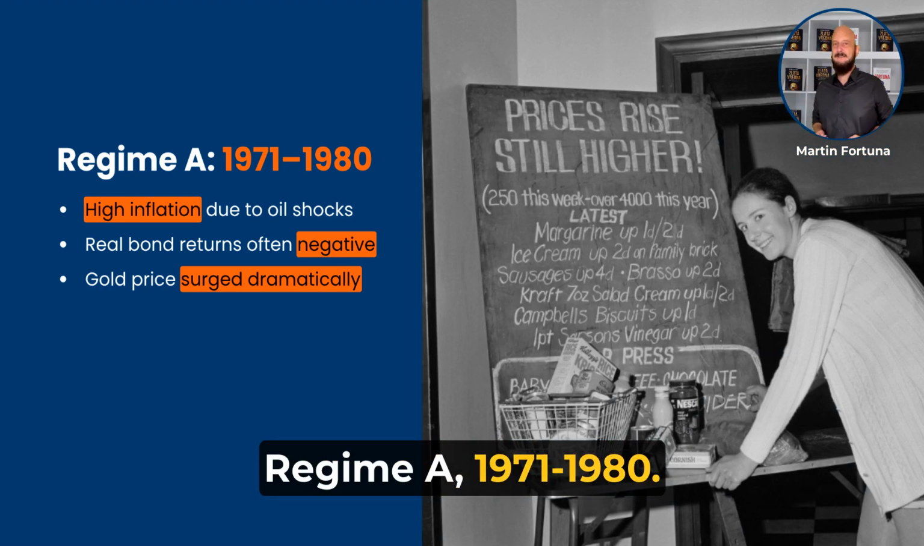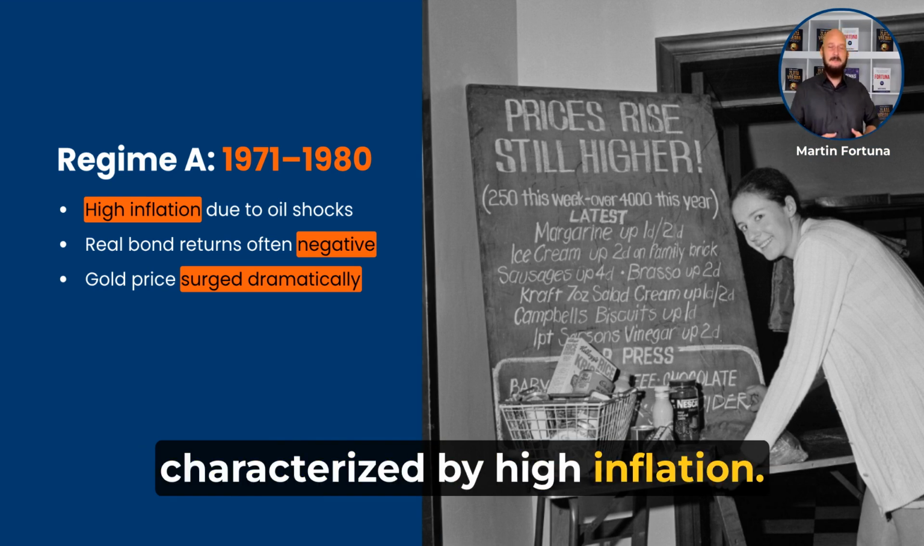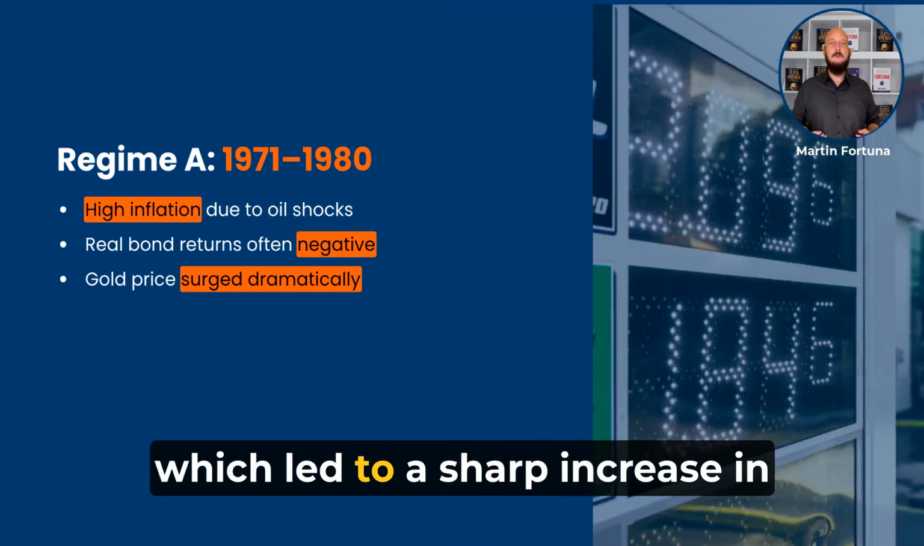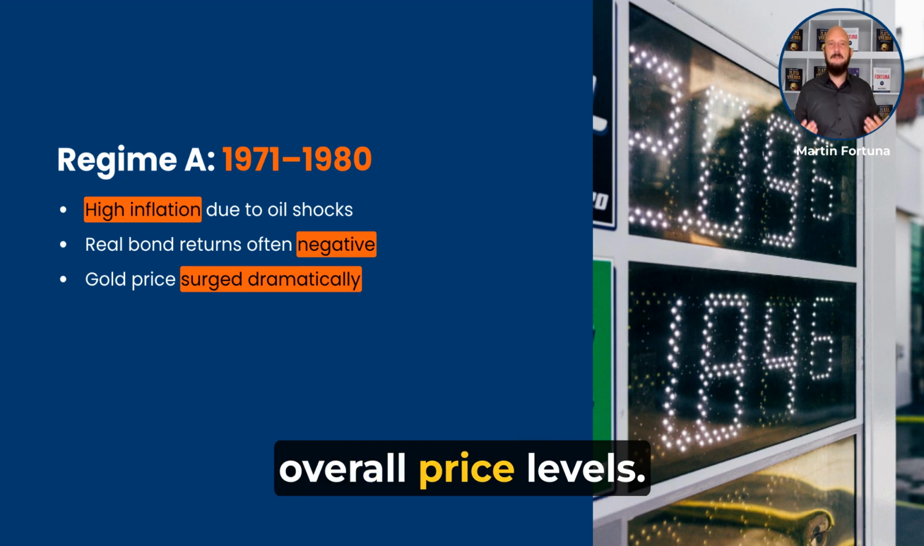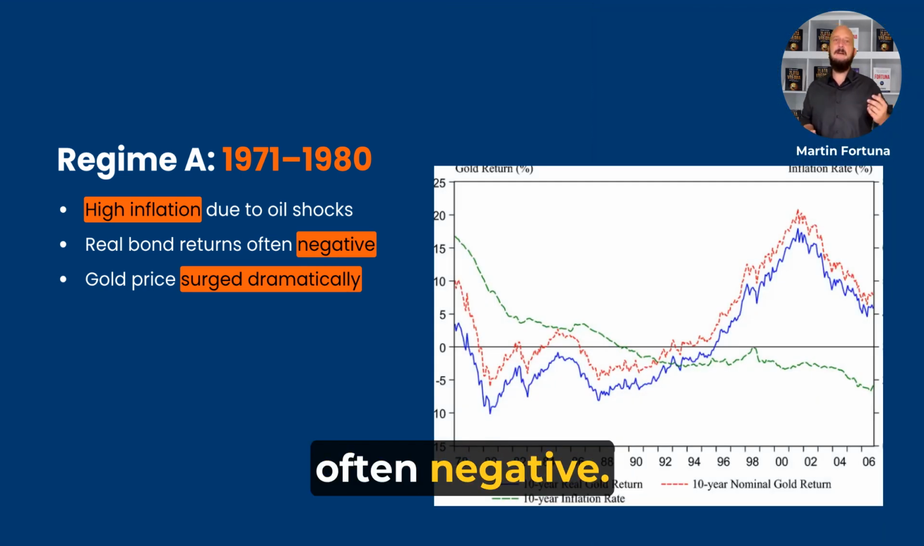Regime A, 1971-1980. The period from 1971 to 1980 was characterized by high inflation. One of the main causes was the oil shocks, which led to a sharp increase in energy prices and consequently overall price levels. During this time, real bond returns were often negative.